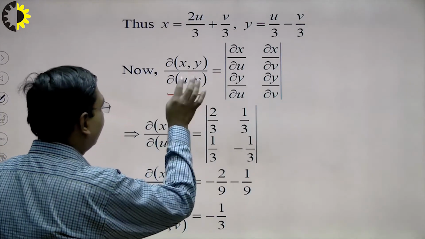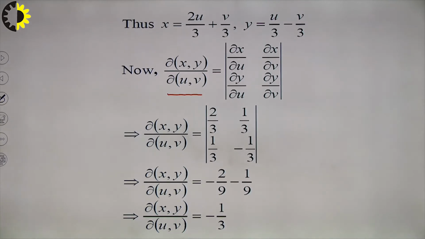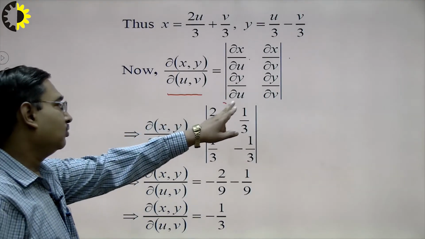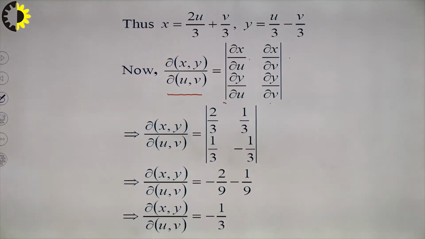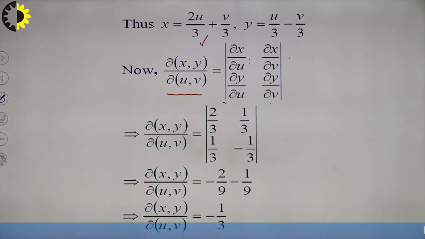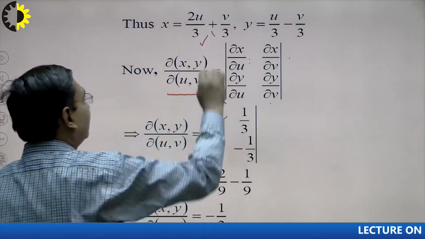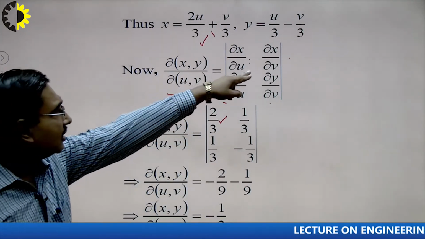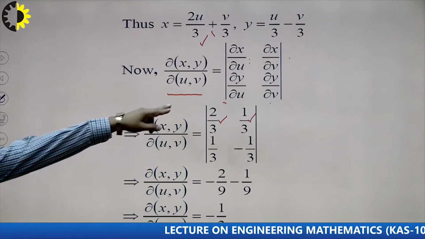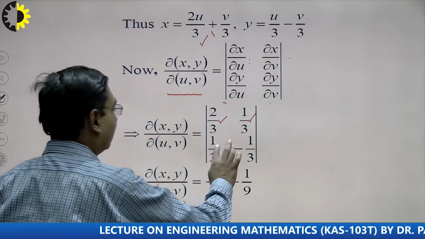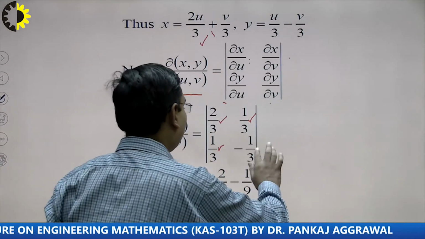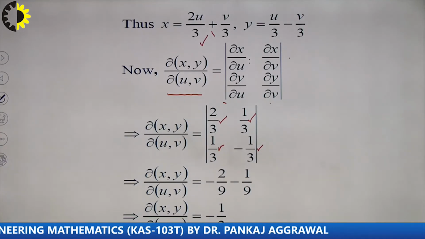Jacobian J was del(x,y) upon del(u,v), which is del x over del u, del x over del v, del y over del u and del y over del v. Del x over del u, when calculated from this expression, will be 2 upon 3, because terms of v will give 0. Del x upon del v from this term will be 1 by 3. Del y over del u calculated from here will give 1 by 3, and del y over del v calculated from here will give minus 1 by 3.